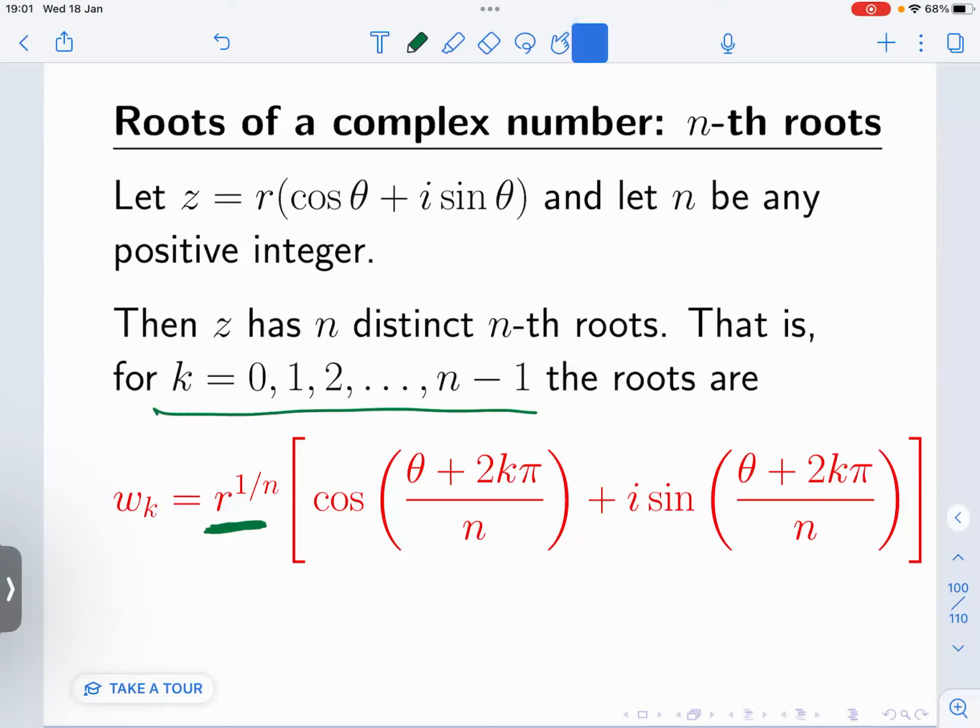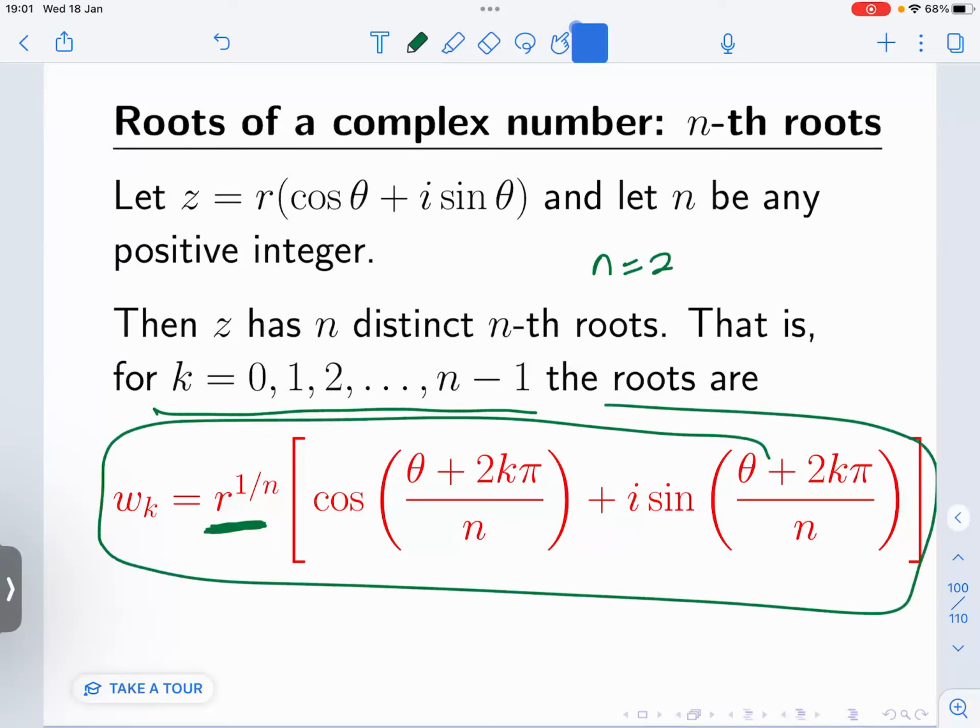So if they want the complex square root, it means that n is equal to 2. So you will use this formula to calculate by letting k equal to 0 and k equal to 1. If they want the 4 complex roots, it means that n is equal to 4. In this case, k runs from 0, 1, 2, 3, and then you have your 4 roots.